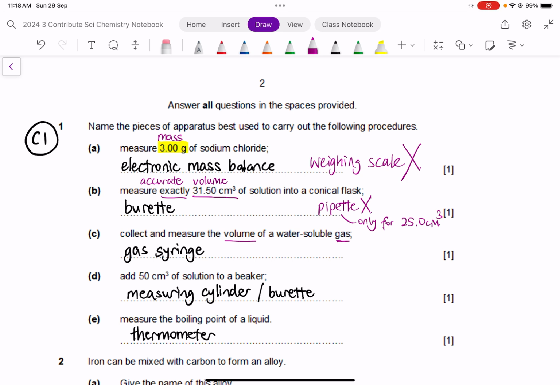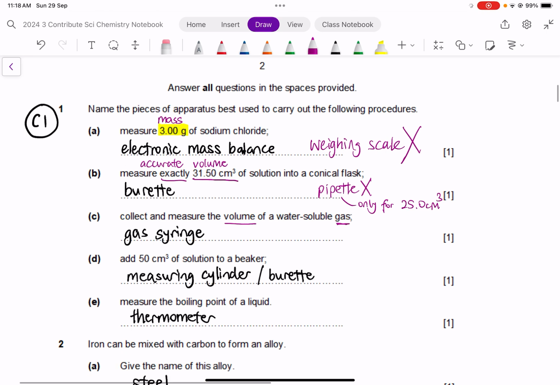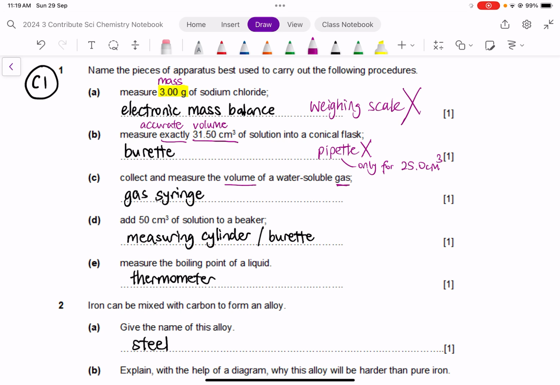So for instance, if you are looking at measuring the amount of product, the amount of hydrogen gas produced when an acid reacts with a metal, then you will need to use a gas syringe to measure the volume of the gas. Next, we have adding 50 cm cube of solution into a beaker.